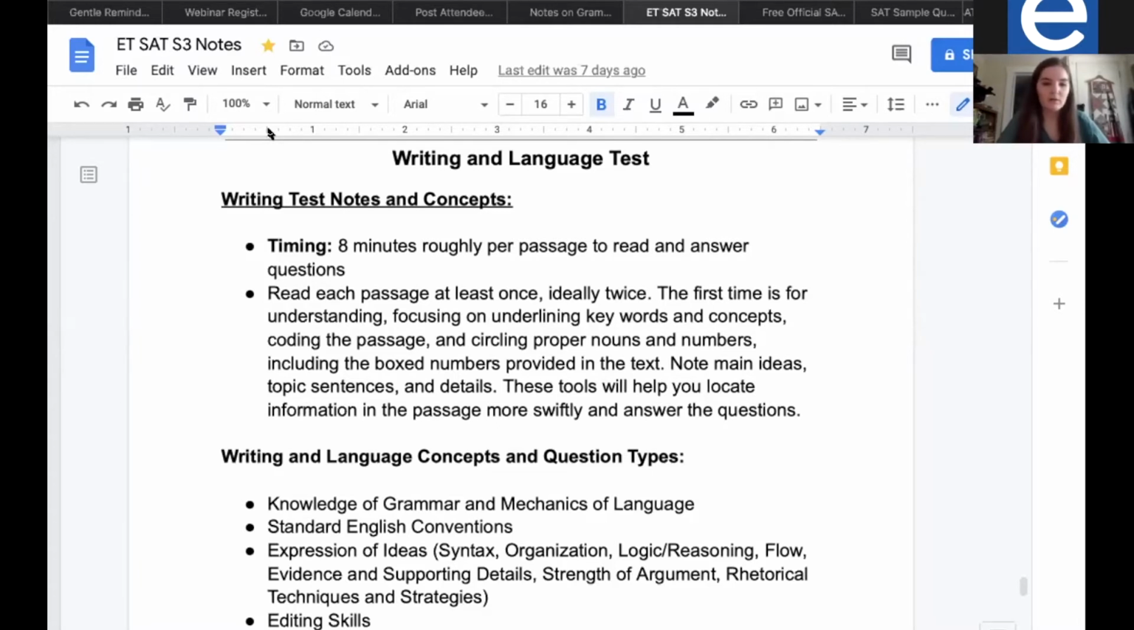So a lot of what we're going to be doing today is focusing on some terminology review, as well as getting some experience with the actual practice test in terms of identifying types of questions that we were learning about last week and about the types of questions that you will typically encounter on the writing and language test.